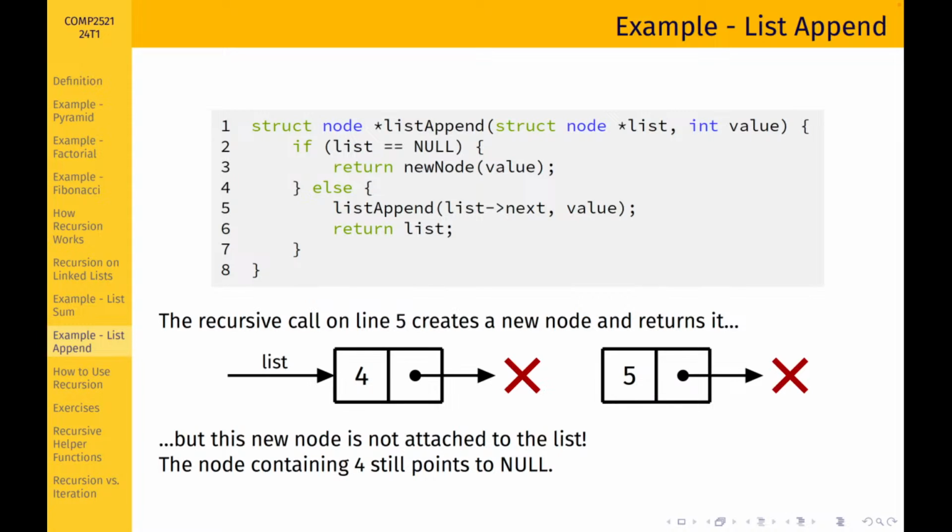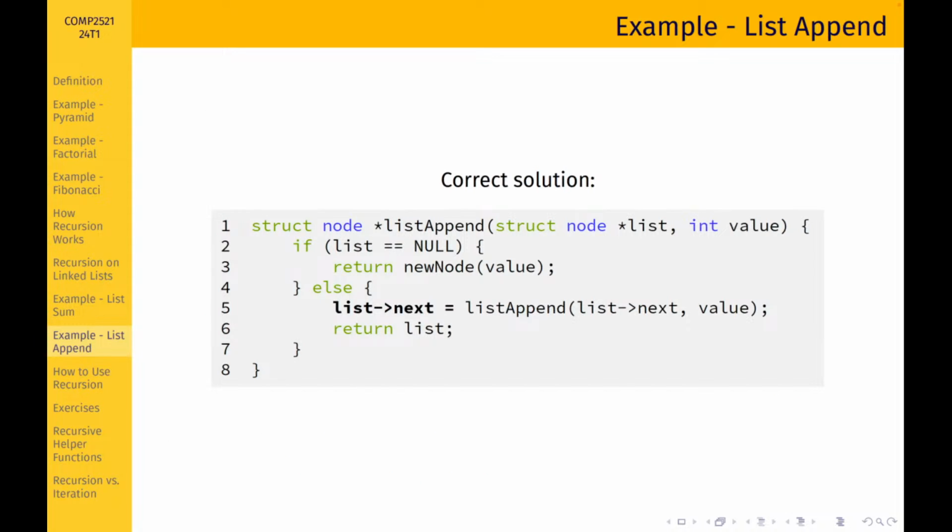Can we do something like struct node something equals list append, and then you say struct node next is whatever? Yeah, so that's one way of doing it. Here's the right solution for this, and there's only one change from our previous attempt. After we call list append on list next, we need to set list arrow next to this function call, so whatever this function returns.